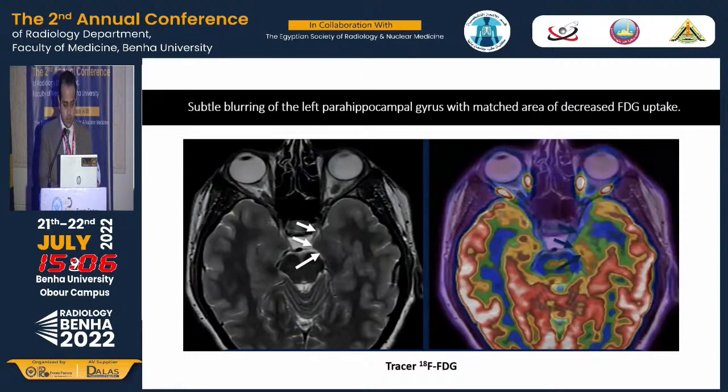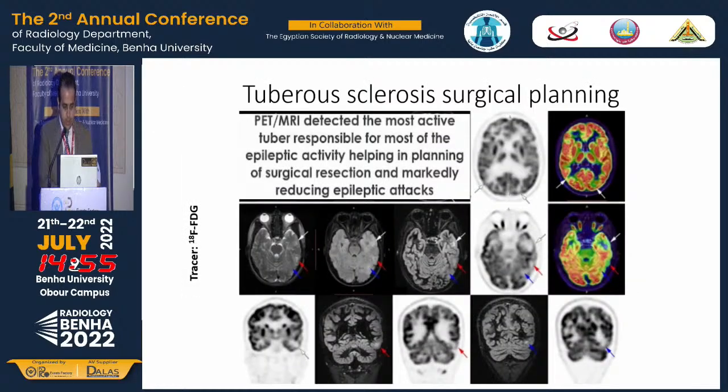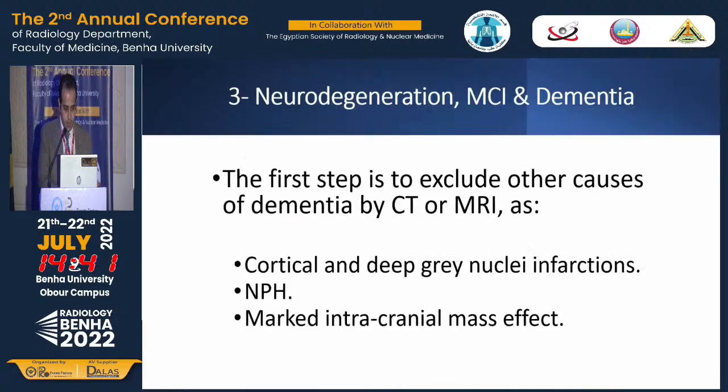In our first case, on the axial T2 image, there's subtle blurring of the parahippocampal gyrus with a matched area of decreased uptake of the FDG. In this case of tuberous sclerosis, for pre-surgical planning, PET MRI can detect the most active tuber responsible for most of the epileptic activity, helping in planning the surgical resection and reducing the epileptic attacks.